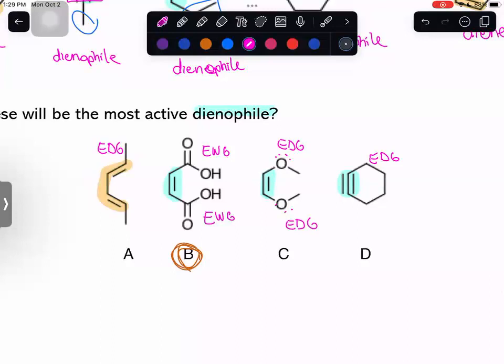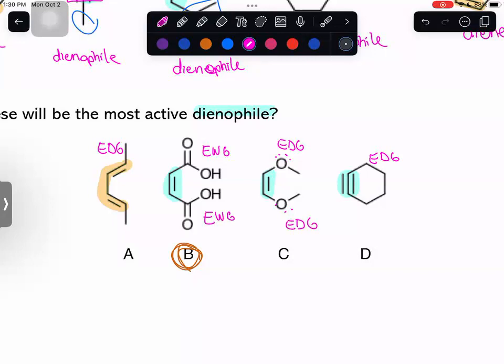Yes. That was in the table. So that's why I gave you that as a little hint for you guys to remember. Lone pairs donating. Positive charge withdrawing. Carbonyls withdrawing. Carbons donating. Okay, so any questions on how to identify the most reactive dienophile or diene?